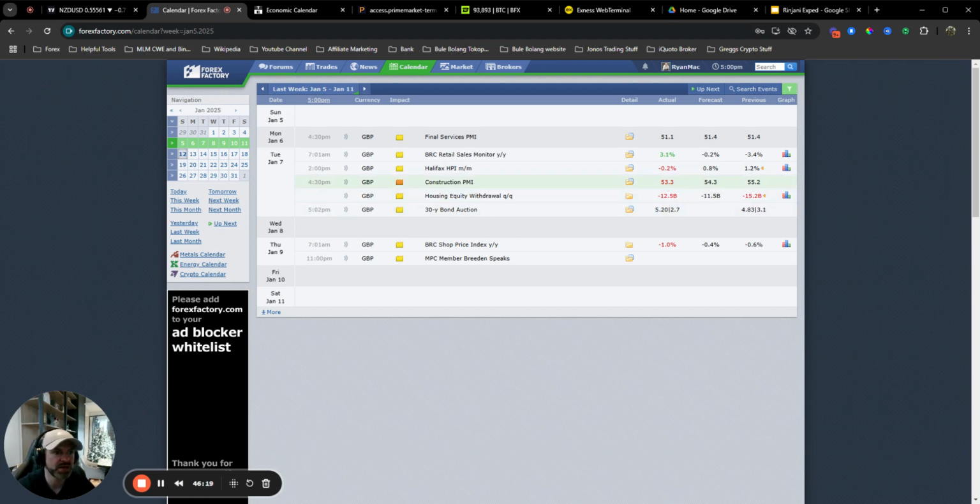Construction PMI, 53.3. Bullish, bullish, bullish. It is slowing down, yes, but again, we'd expect that because it's Christmas time. But it's still bullish, guys. It's above 50. It's fantastic. Housing equity withdrawal, that's good because even though it's minus, it went up. 30-year bond auction up, fantastic. So yeah, pound is strong, guys. Pound is still strong.